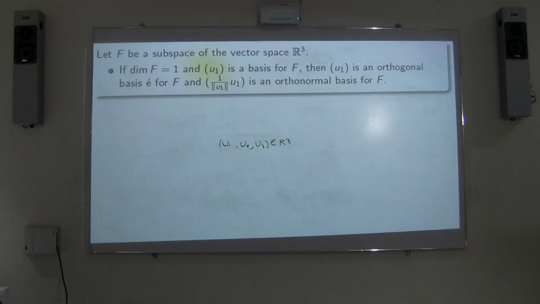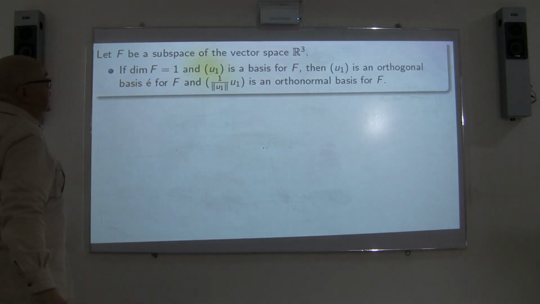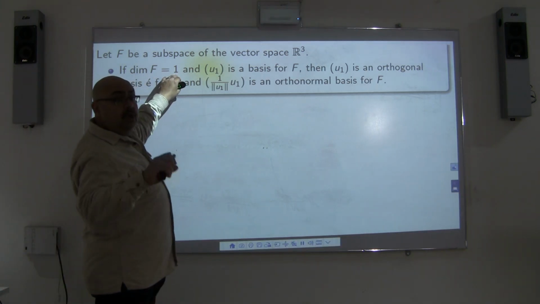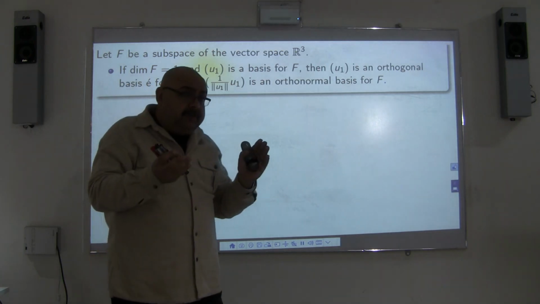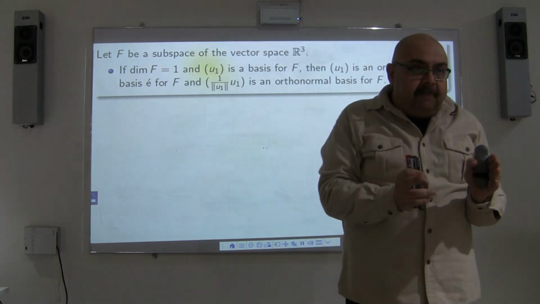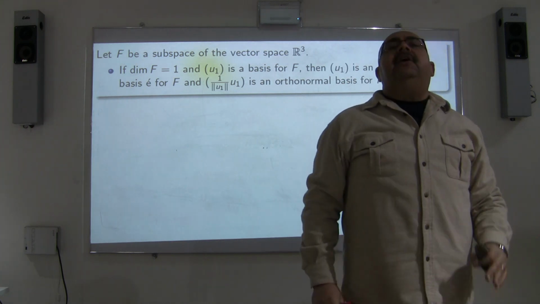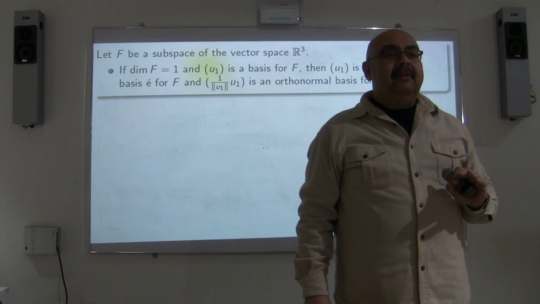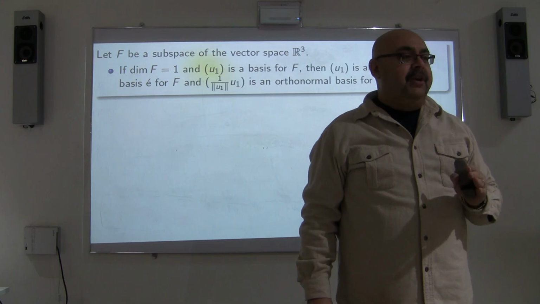So, of course, he's stating to you: let F be a subspace of the vector space R3 with dimension equal to 1. So your subspace has dimension 1, which means a subspace of a vector space. But this subspace has just one vector, okay? Like for example, the subspace generated by (1, 1, 1), which represents (1, 1, 1), (2, 2, 2), (5, 5, 5), (-1, -1, -1), (0, 0, 0).